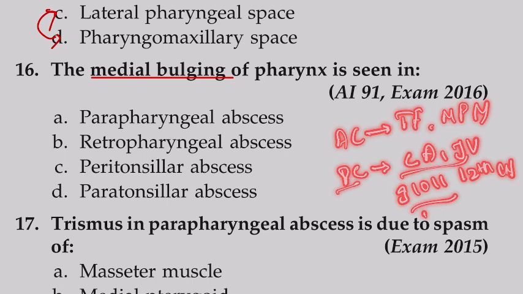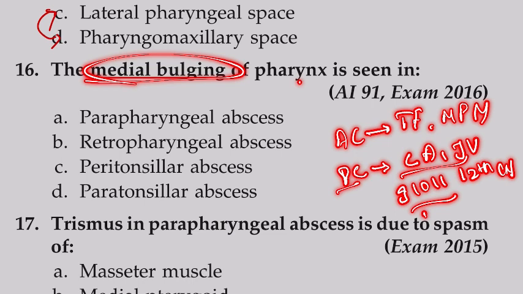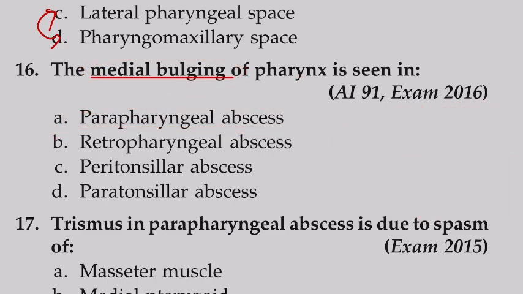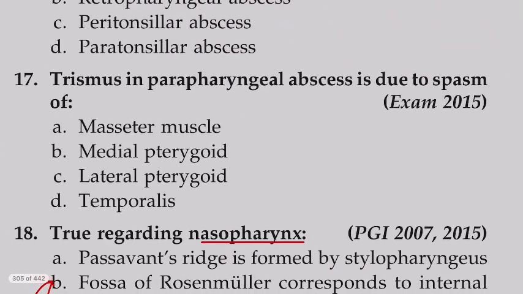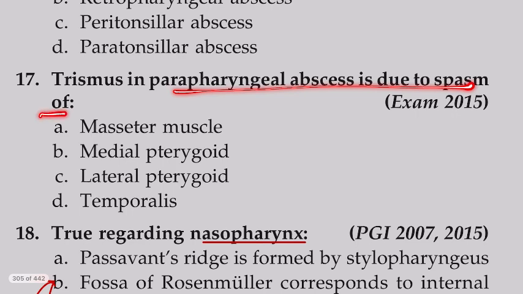So medial bulging of the pharynx is seen in parapharyngeal abscess. It is the feature. The tonsil is pushed to the midline, that is parapharyngeal abscess. Trismus in parapharyngeal abscess is due to spasm of the medial pterygoid muscle.